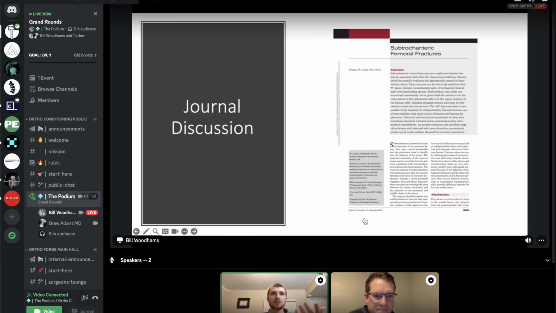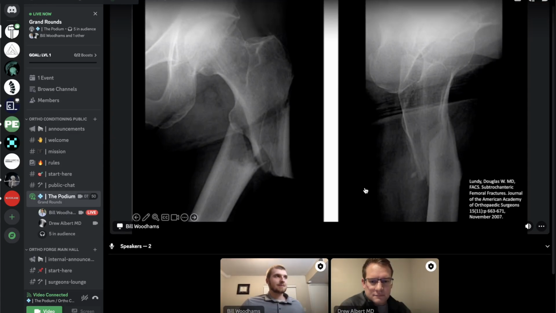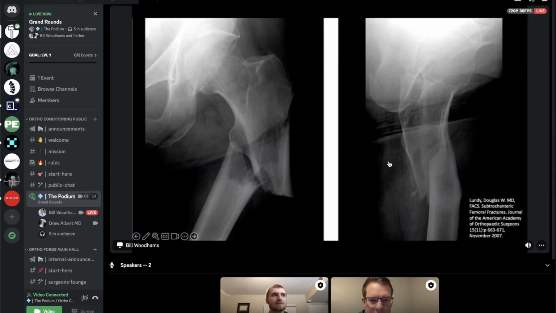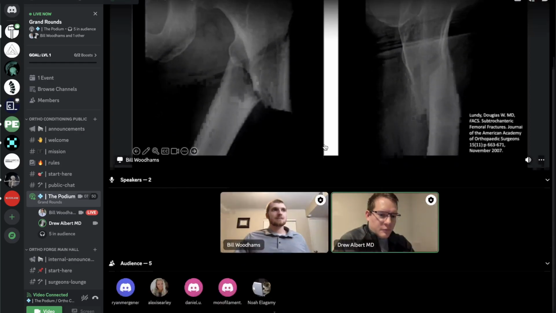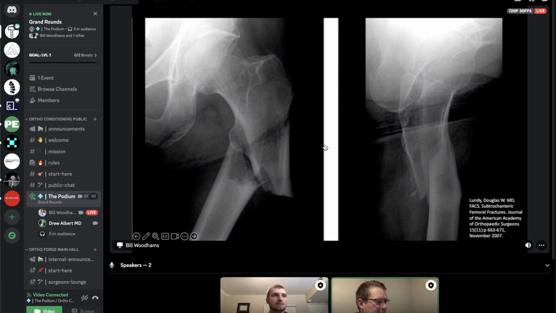All right, and then we have a journal discussion as well. So this is a full journal on treating subtrochanteric femoral fractures. So please ask questions, and so get a little bit of community engagement in this one. So in the image on the left, how would you describe that? What's the Russell-Taylor classification? Before jumping to classification, does someone want to take a stab at describing just what they're seeing?